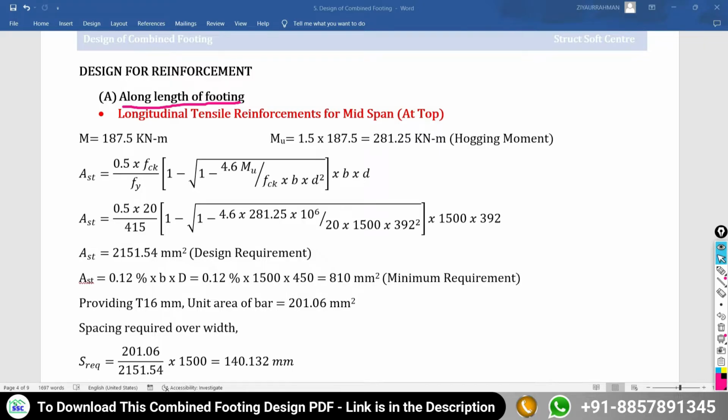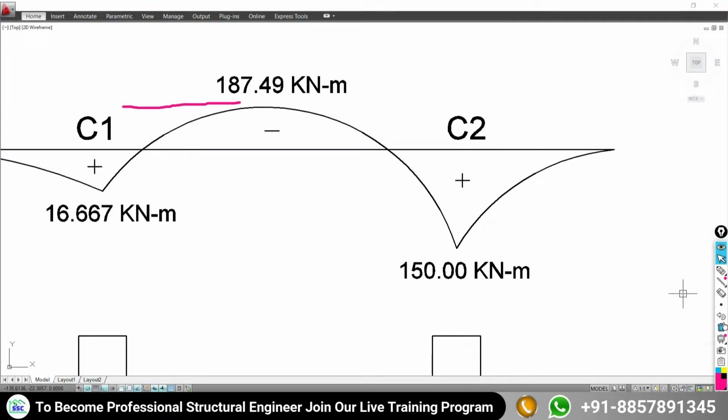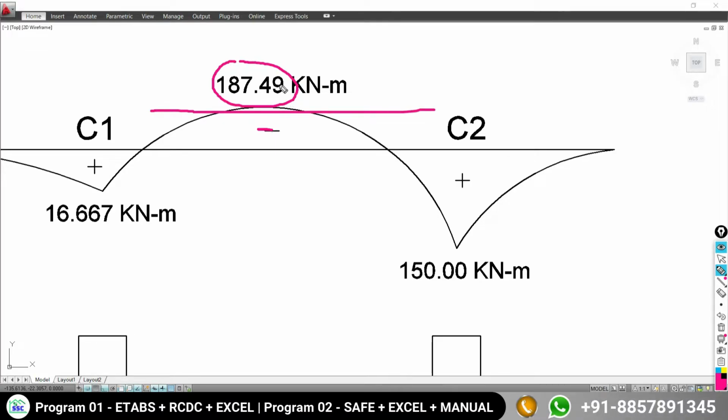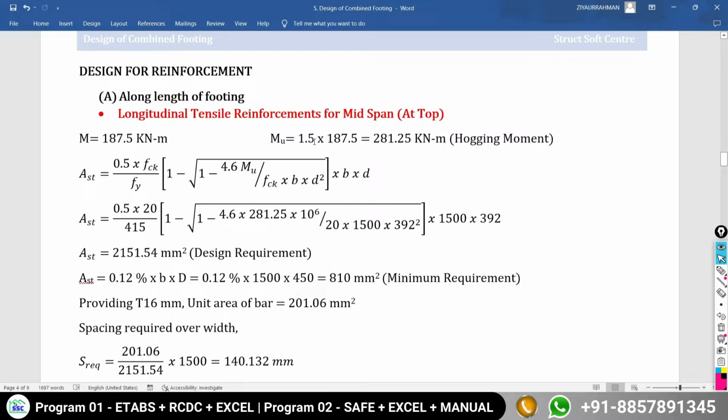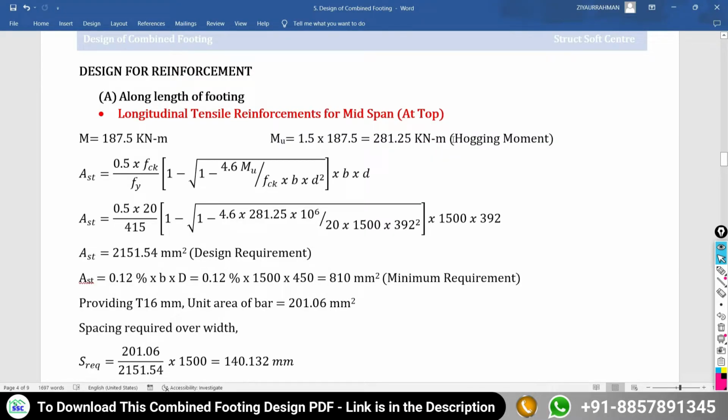Okay, so here we are getting the moment. How much? Here the moment we are getting is 187.49. It is a negative moment, a hogging moment, and wherever you get the hogging moment, reinforcement will be at the top. So 187.49 kilonewton meter is the service bending moment. I am going to multiply this value by 1.5. That's why I am getting the factored bending moment as 281.25 kilonewton meter. It is the hogging bending moment.